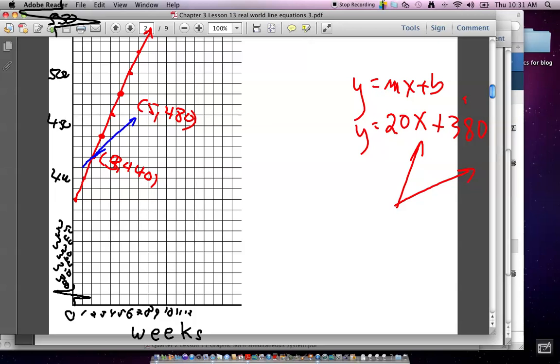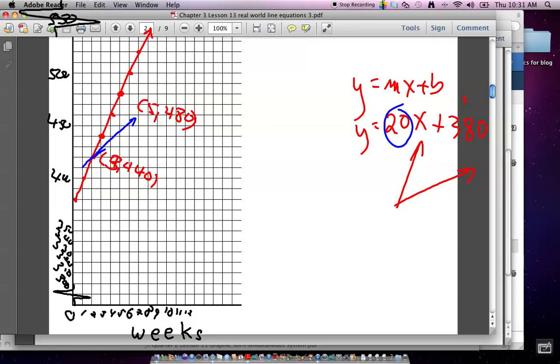What does it say? How much does he save every week? $20. Very good. That's the slope. Listen, slope is called rate of change. Everybody say that with me. Slope is called? Rate of change. What's slope called, everybody? Rate of change. All right. What's it changing by every week? How much money is it going up by every single week? $20. Good. All right. What's the next question?